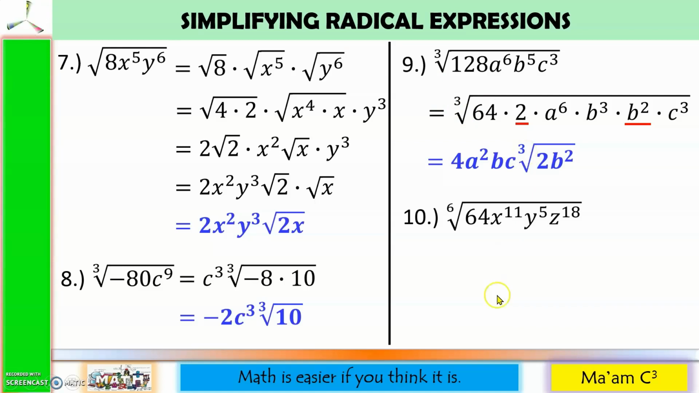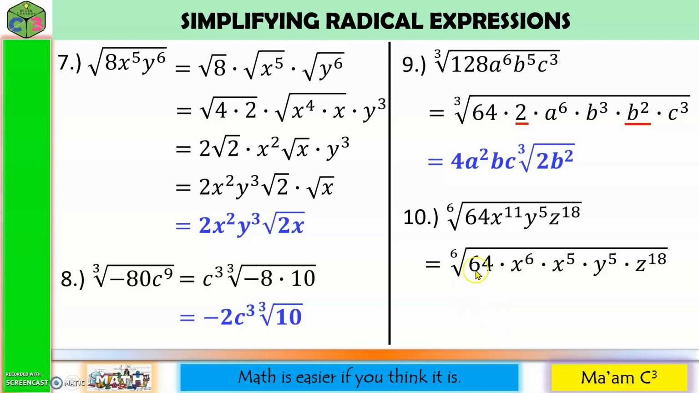Last one, number 10. The 6th root of 64, x to the 11th, y to the 5th, z to the 18th. Let me rewrite this. So I have the 6th root of 64. I did not rewrite 64 because 64 has a 6th root. So x to the 11th as x to the 6th and x to the 5th. 6 divided by 6 is 1. And then y to the 5th as is, y to the 5th. And then z to the 18th as is because 18 is divisible by 6.